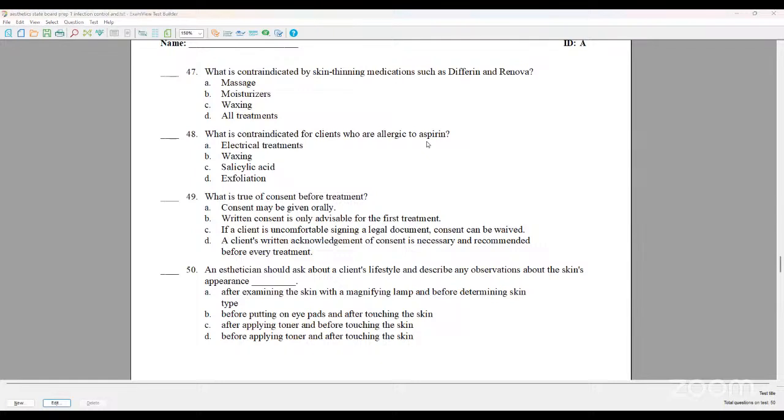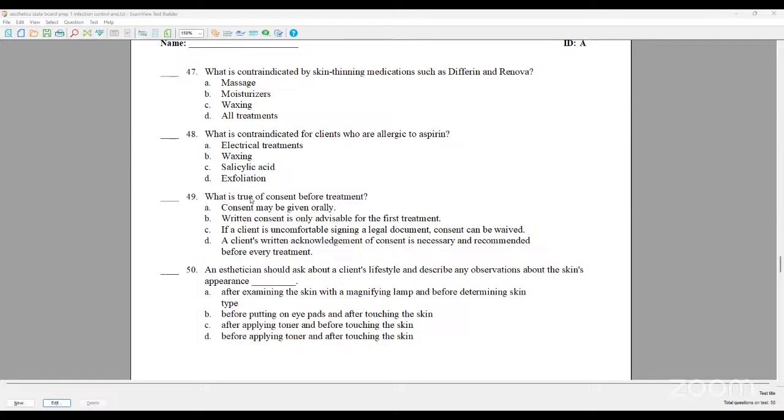All right. So if someone is taking an aspirin per day, based on what's going on with their heart health and things of that nature, then when it comes to you treating their acne or rejuvenating their skin, you're not going to be able to use that particular acid, or probably not anything in that category. Okay. 48. What is true of consent before treatment?